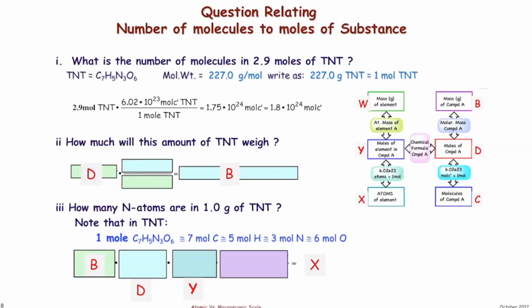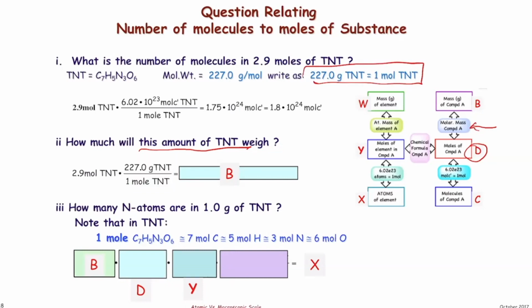Let's take a look at this one right here. We have 2.9 moles of TNT, and we're trying to calculate the mass of TNT. So we start with 2.9 moles of TNT, and then remember we're using the molar mass, and the molar mass is 227 grams of TNT per 1 mole. You just do the math.